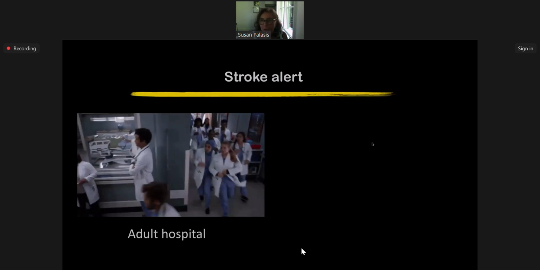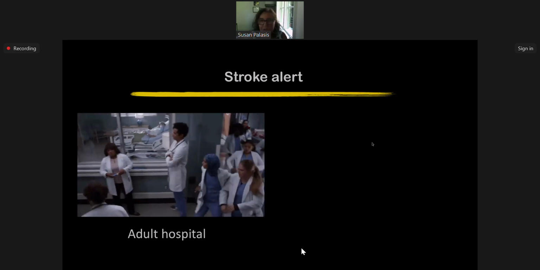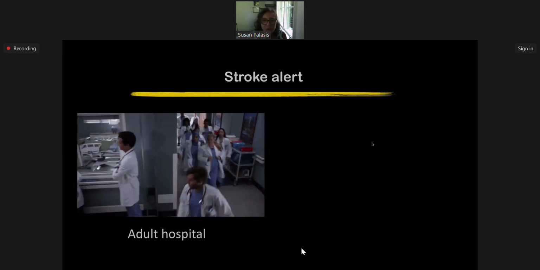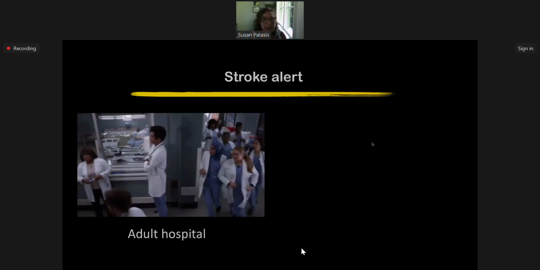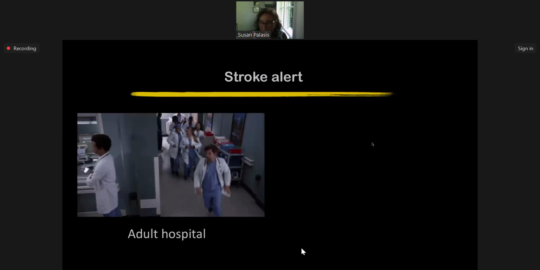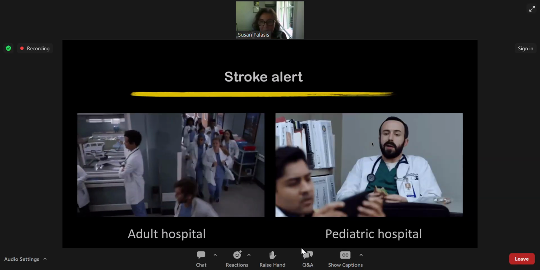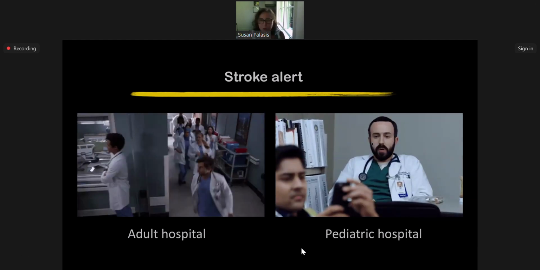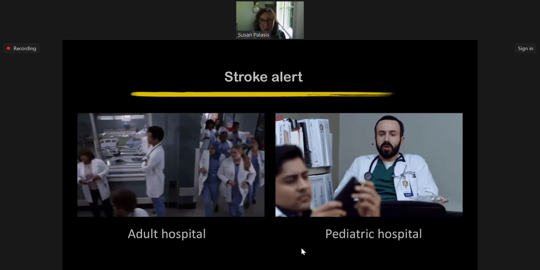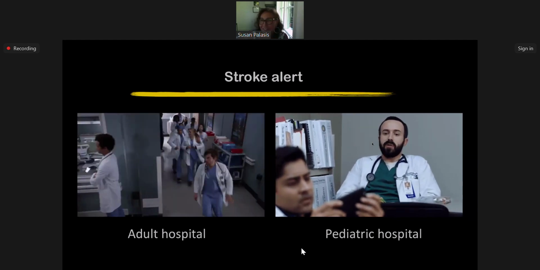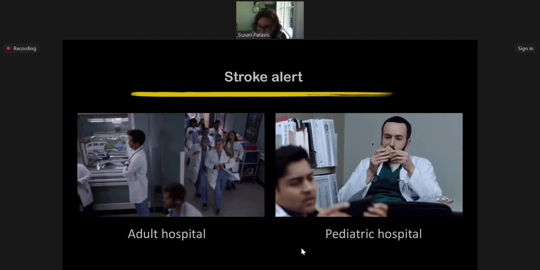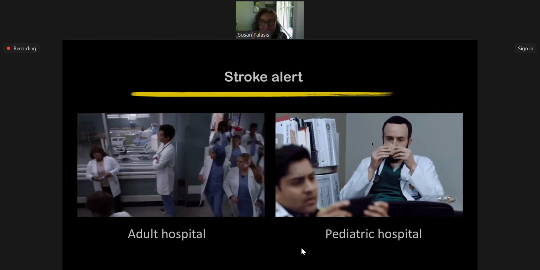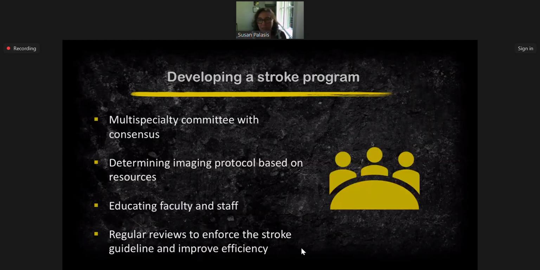Okay. So we all have a stroke alert, and it seems like the adult hospitals really have their act down. You know, a stroke alert is called, everybody's organized, they know what to do, and the picture in the pediatric hospital tends to be a little bit different. That same sense of urgency doesn't seem to be there. And so we're working really hard to get that urgency into pediatric stroke. And so the development of a stroke program is extremely challenging.